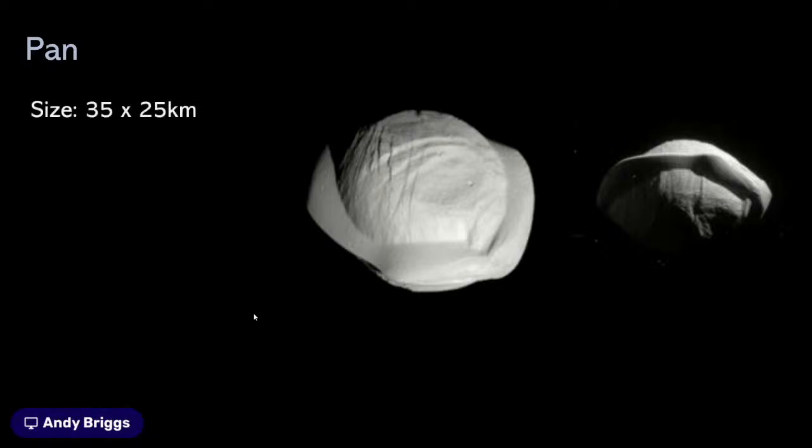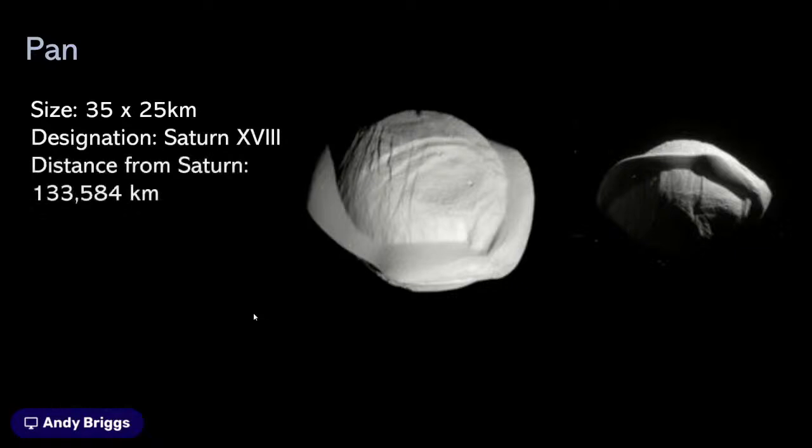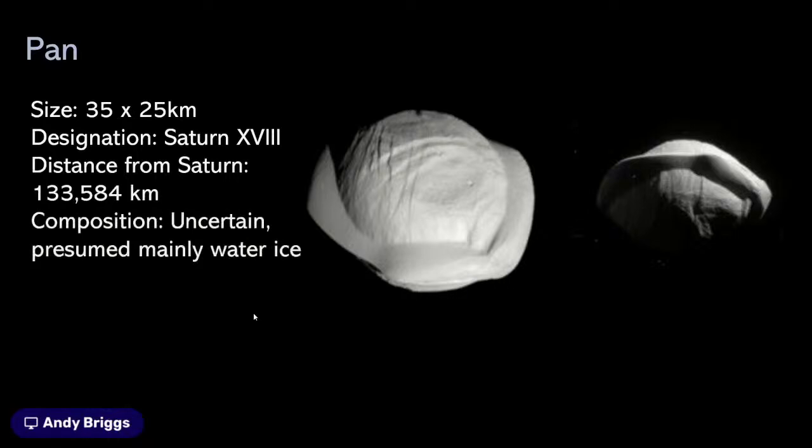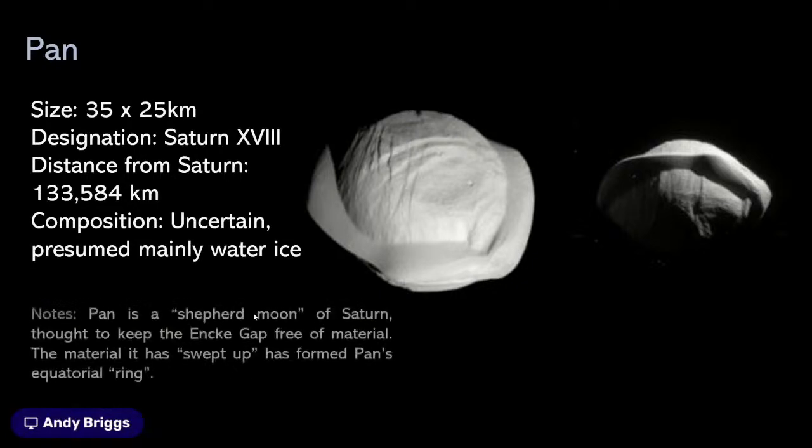This moon is very small compared to the others. It's only 35 by 25 kilometers. It's designated Saturn XVIII, and it's 133,000 kilometers from the planet. Its composition, although it's uncertain, hasn't been directly measured. It's presumed to be mainly water ice, again, with some rock thrown in.